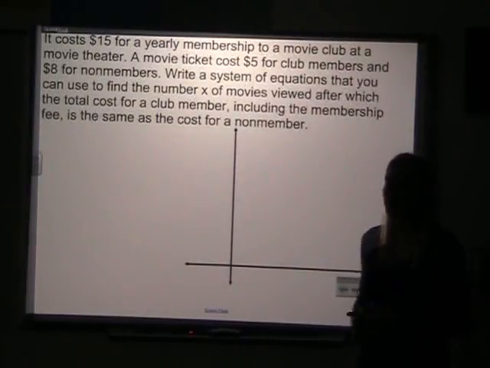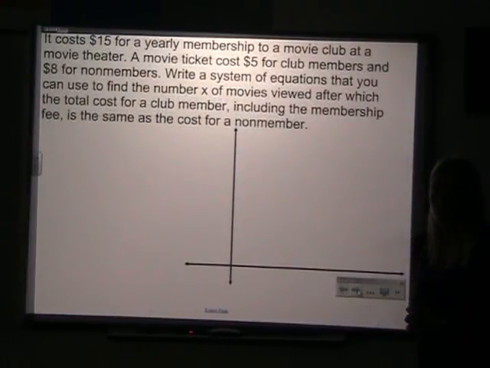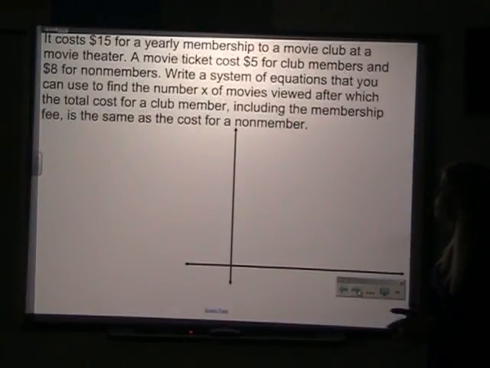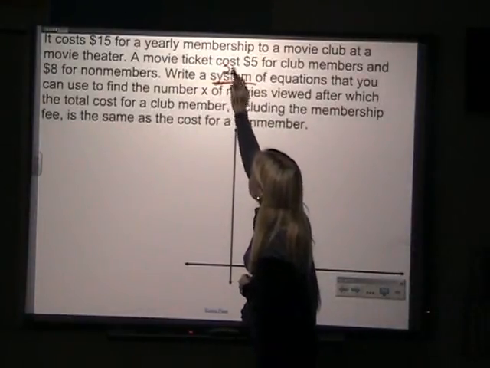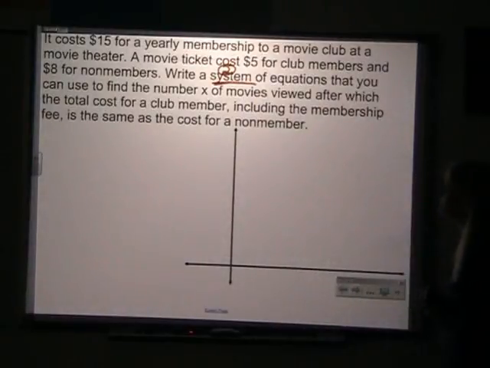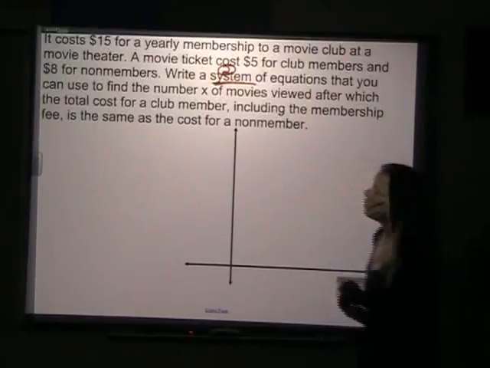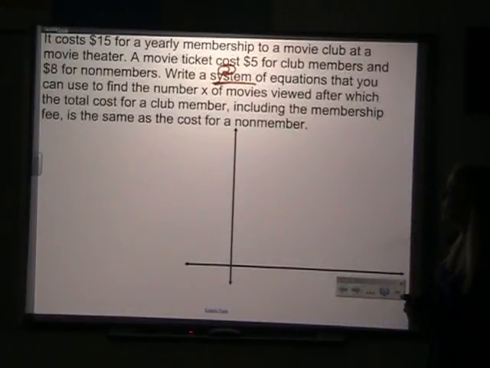And then we all like to skip our nice, beautiful story problem, so let's go through this one as well. It costs $15 for a yearly membership to a movie club at a movie theater. A movie ticket costs $5 for club members and $8 for non-members. Write a system. So a system means I have to have at least 2 equations that you can use for x number of movies, after which the total cost for a club member, including the membership fee, is the same as the cost for a non-member.